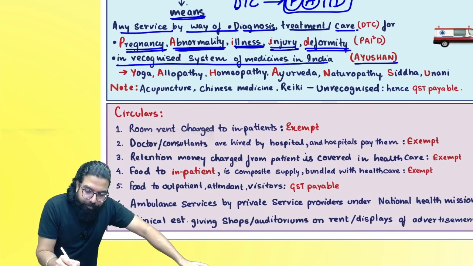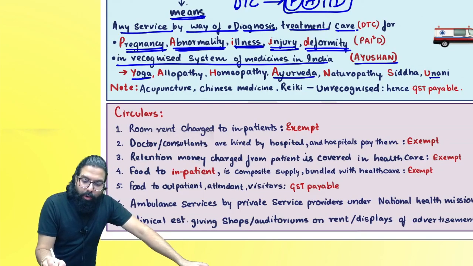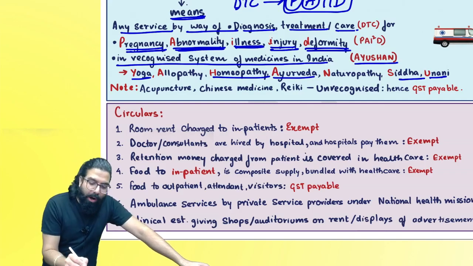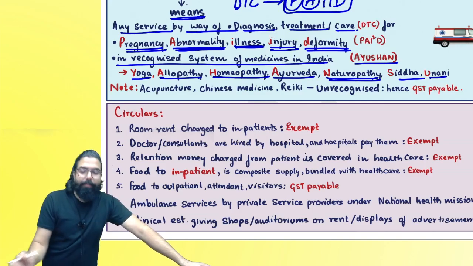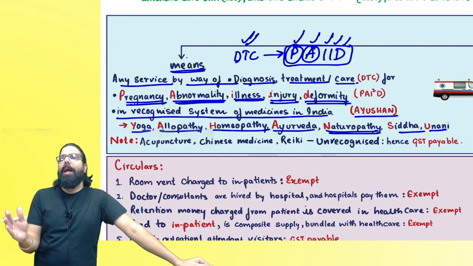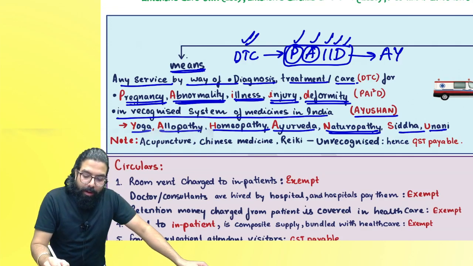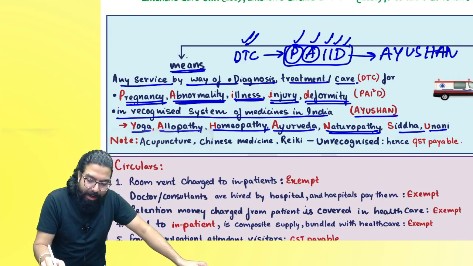AYUSHAN. A for Ayurveda. Y for Yoga. U for Unani. S for Siddha. H for Homeopathy. A for Allopathy. And N for Naturopathy. Then remember one thing: diagnosis, treatment and care for pregnancy, abnormality, illness, injury and deformity in AYUSHAN will always be exempted.